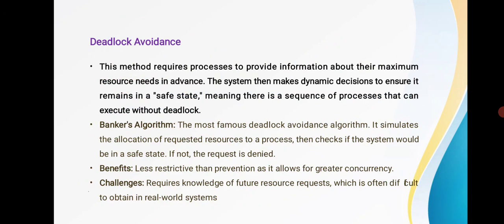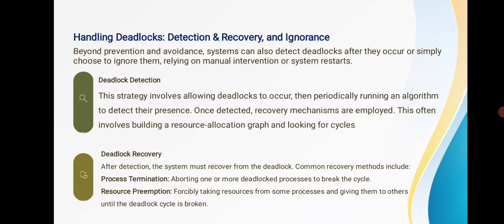After detecting, the system must recover from the deadlock. Common recovery methods include, first, process termination: we terminate the process, aborting one or more deadlocked processes to break the cycle, and then the deadlock is released. The second one is resource preemption: forcibly taking resources from some processes and giving them to others until the deadlock cycle is broken. Then the last one, deadlock ignorance.